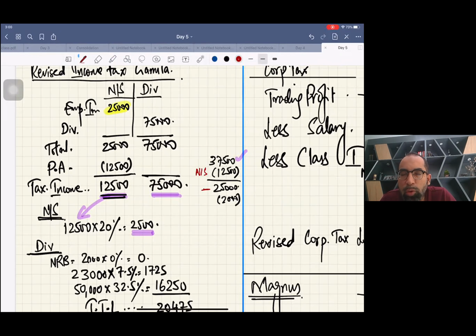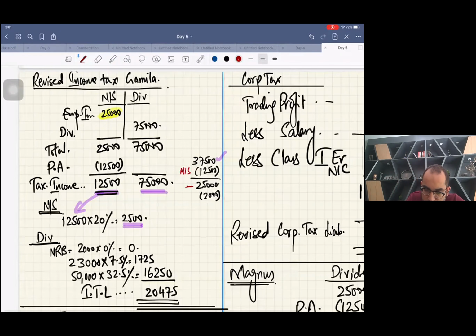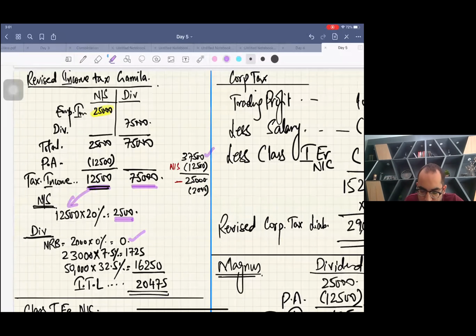Now, students, open your eyes. How much is the dividend income? Dividend income is 75,000. Sorry, 75,000. So for dividend income, whenever you want to calculate tax on dividend income, always do the first 2,000 times 0%. 2,000 is the NRB. Check it out.